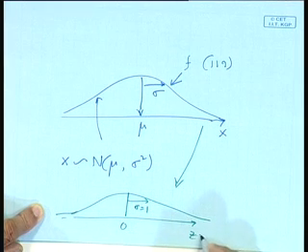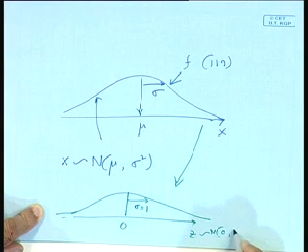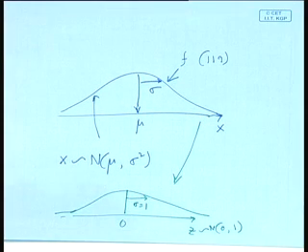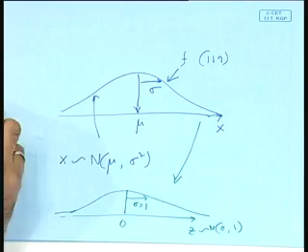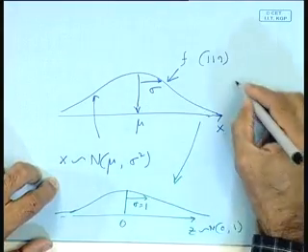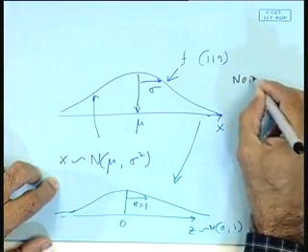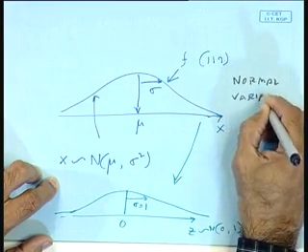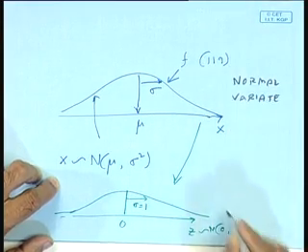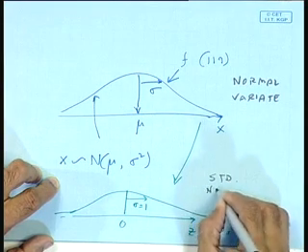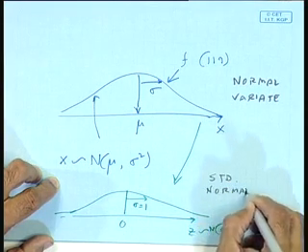So, this Z is now distributed as N(0,1). That is the distribution of Z, and the Z random variable is called the standard normal variate. I will write this down. This is just a normal variate, and this guy is the standard normal variate.